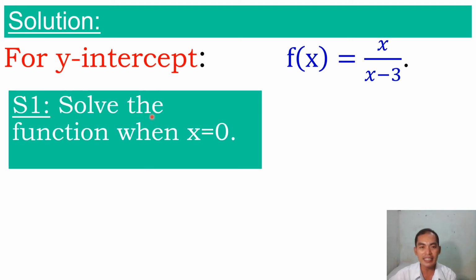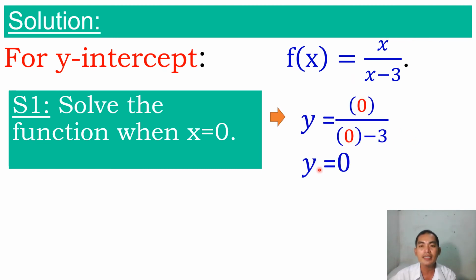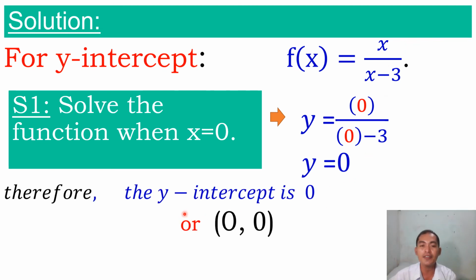For the y-intercept, we solve the function when x is equal to 0. So we have x became 0 over 0 minus 3. So therefore, y equals 0. Or the technique is, for the numerator, get the constant term of the numerator, which is 0 over negative 3, is 0. So therefore, the y-intercept is 0 or coordinate (0, 0). This is how you write it: y-intercept equals 0 or coordinate (0, 0).